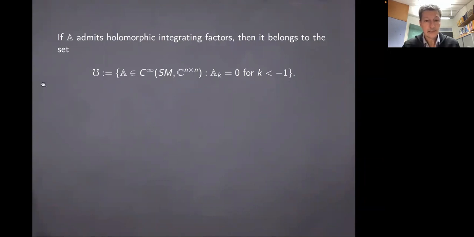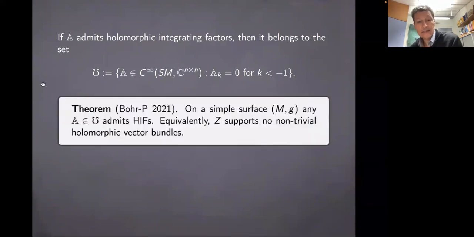So this arises naturally. And something that we proved a couple of years ago, essentially with Jan Bohr, is that on a simple surface, any element in M0 has holomorphic integrating factors, and you can phrase this exactly by saying that the transport twistor space does not have non-trivial holomorphic vector bundles.